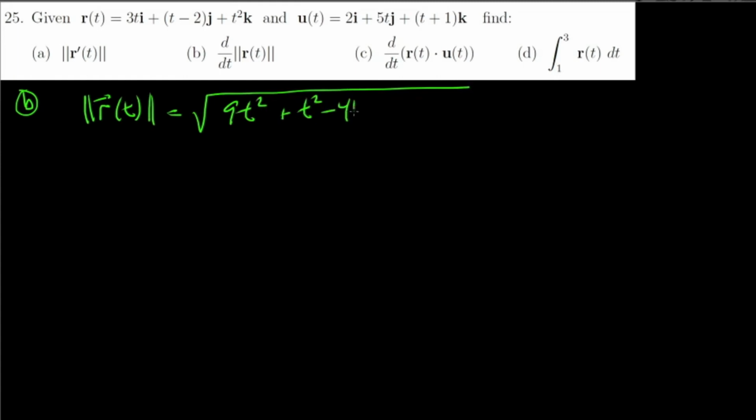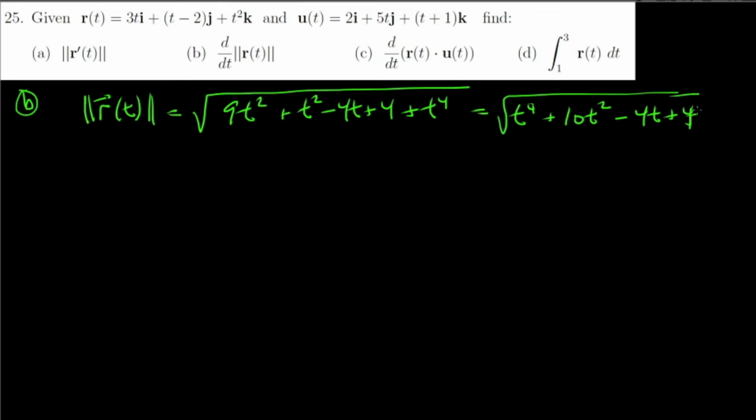Take the derivative of the magnitude of r. Okay, so what's the magnitude of r? Well, it's the square root of 3t squared, so 9t squared, plus t squared minus 4t plus 4, plus t to the 4th. So can we simplify this at all? We get t to the 4th plus 10t squared minus 4t plus 4. All right, so now just take its derivative.